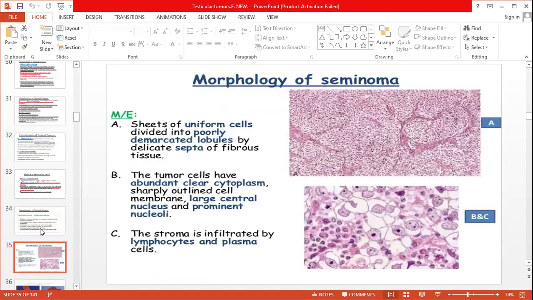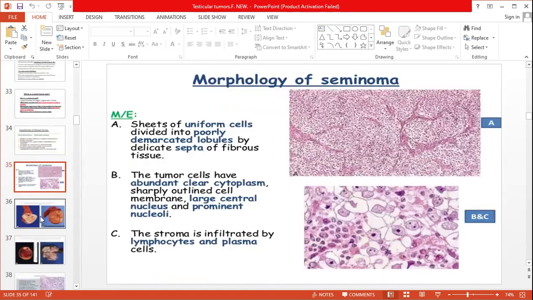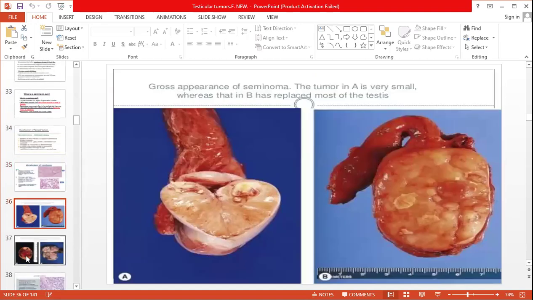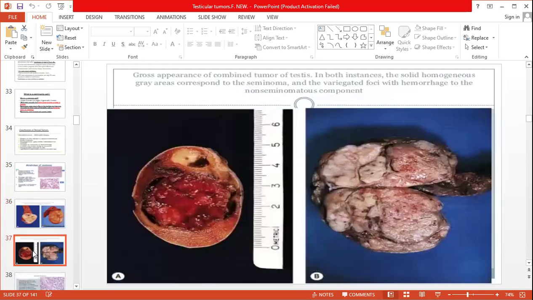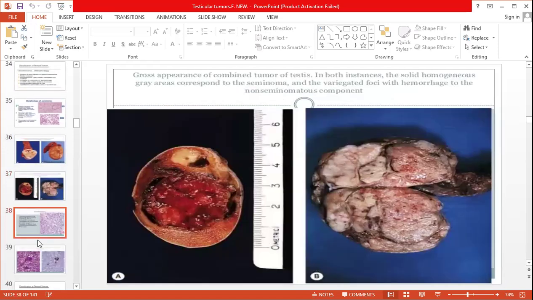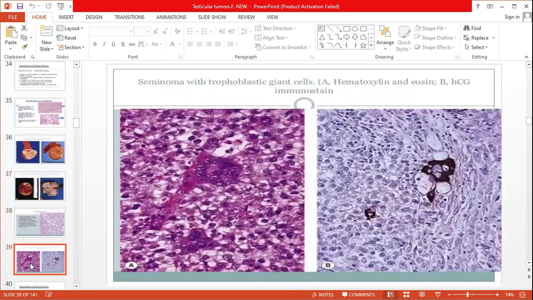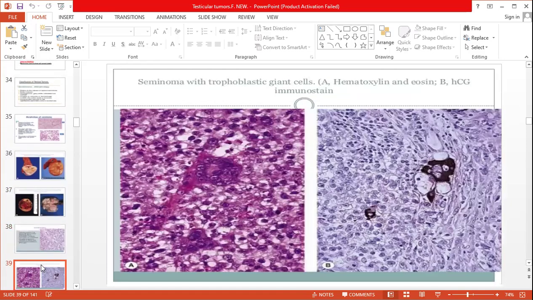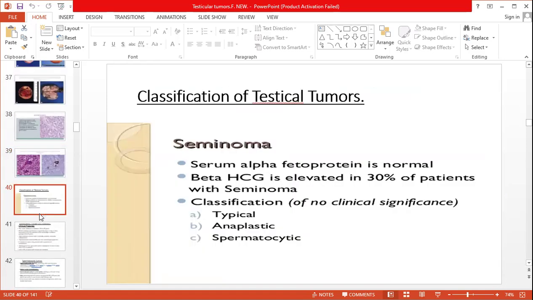Microscopy. Other testicular cancer tumors are there. They are the microscopic features. In the seminomas, serum alpha-fetoprotein is normal, but the HCG is elevated.